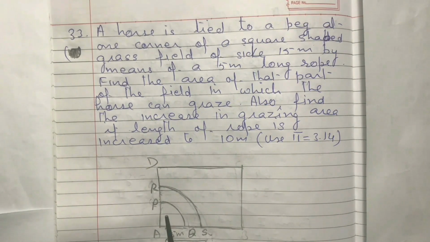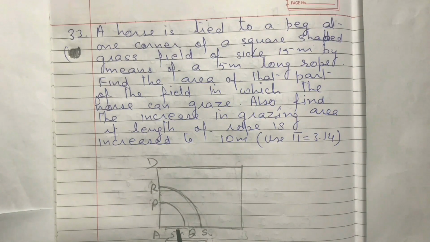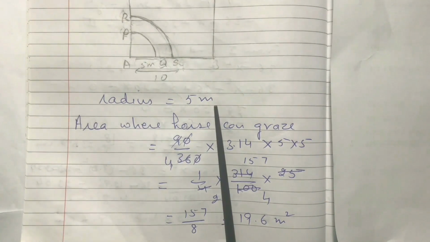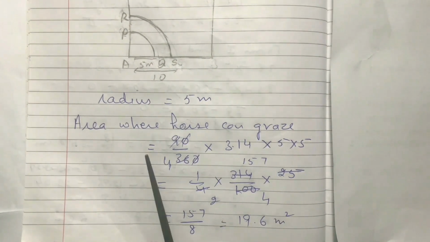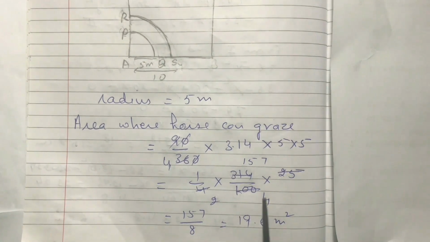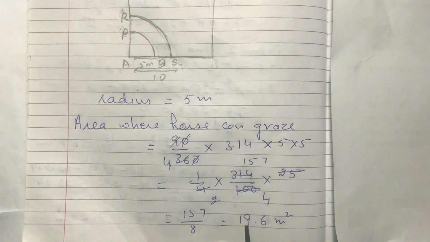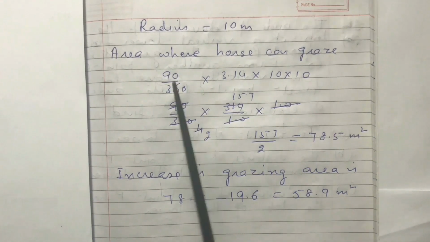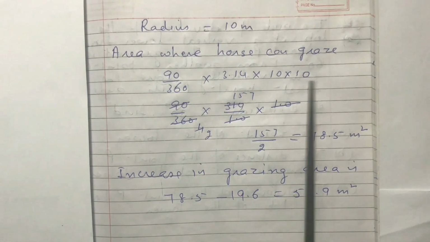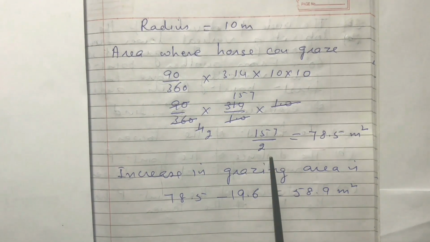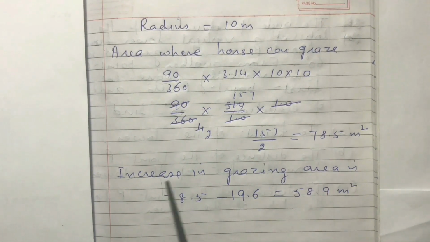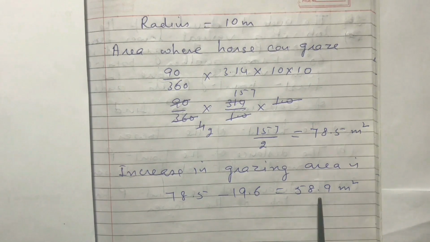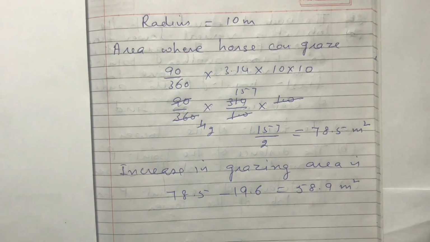What area will we use here? Area of the sector is theta by 360 into pi r square. Radius is 5 meter. So area where horse can graze is theta by 360 into pi r square. So this will come out to be 157 upon 8, that is 19.6 meter square. Now if radius is 10 meter, then area where horse can graze is 90 by 360 into pi r square. Here r is 10 into 10. So this will come out to be 157 upon 2, that is 78.5 meter square. So increase in grazing area is 78.5 minus 19.6, that is equal to 58.9 meter square. So that is the answer.